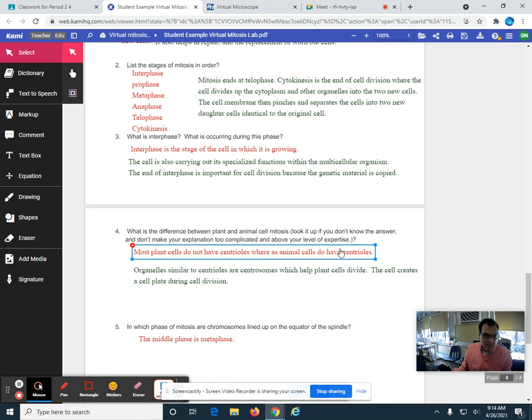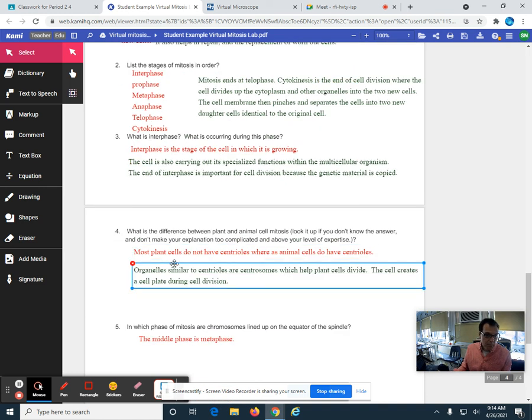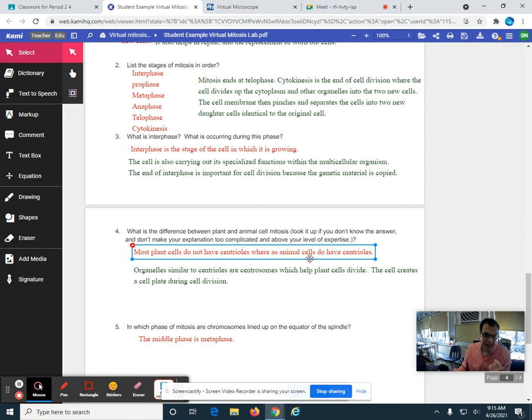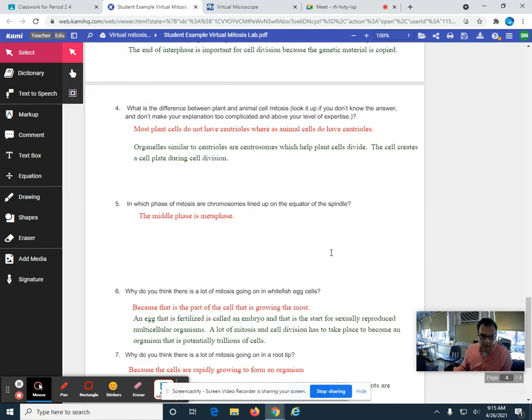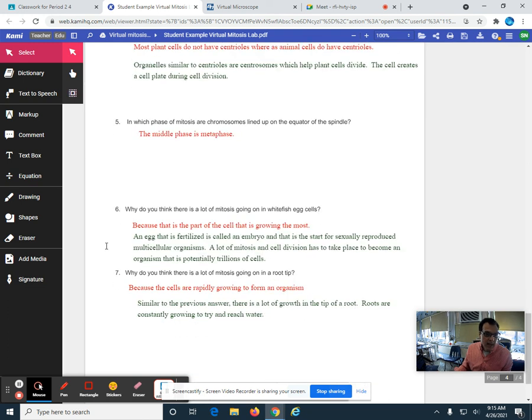Plant and animal cell mitosis, the difference is plant cells do not have centrioles, where animal cells do use centrioles. That was fine. That was good enough. I did add that organelles similar to centrioles in plants are called centrosomes. And the cell also has this mid-region called the cell plate, which is a way how the cell wall divides during their cell division. Middle phase is metaphase, where we've got the chromosomes lined up in the middle.